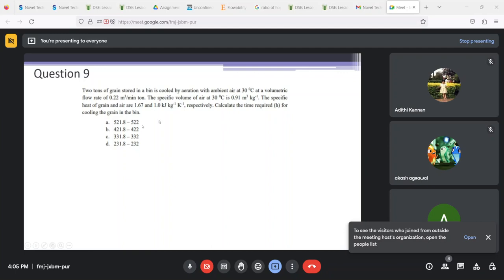So in this case, we have the volumetric flow rate of the air that is supplied. We know the specific volume of the air. We know the specific heat, or Cp, of the grain and air, and we need to calculate the time required to cool the grain inside the bin. This is the basic heat transfer equation that we have often discussed in the previous lectures. So first we look at the given. Given here, the mass of the grain, that is mg, is 2000 kgs. The volumetric flow rate is 0.22 meter cube per minute. Specific volume of air is 0.91 meter cube per kg. The Cp of grain is given as 1.61 kilojoule per kg Kelvin, and Cp of air is given as 1 kilojoule per kg Kelvin. So any clue how to proceed with the question?